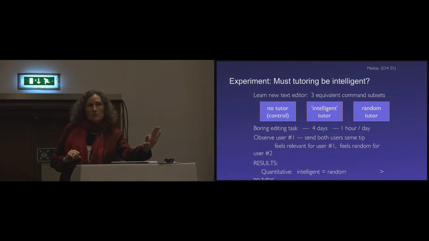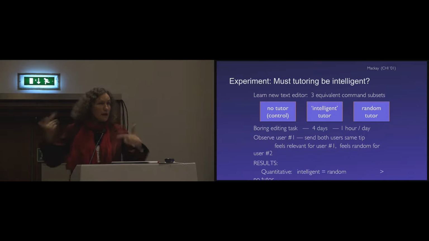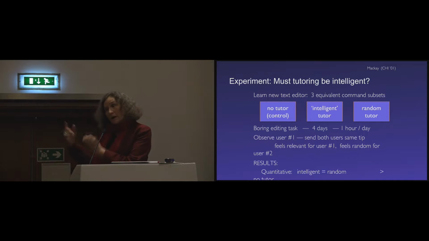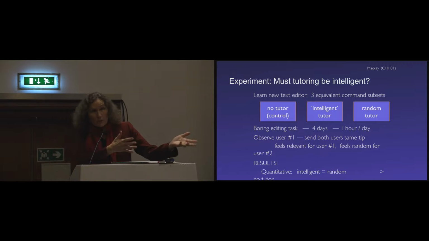So from his perspective, it's an incredibly intelligent system that gives him exactly what he needs. And from her, it's an annoying interruption. And then halfway through, I switch to the other command set. I watch her. I give her contingent, relevant advice. And Shumin now gets it, the random version.